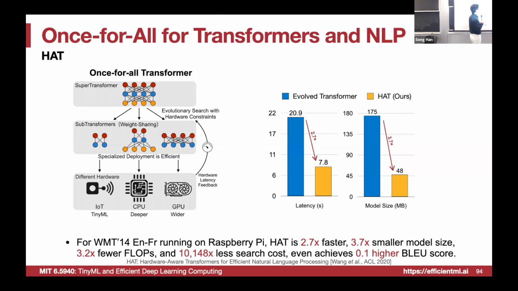Compared with the Evolved Transformer, the HAT hardware-aware transformer gets you much better latency and model size while preserving the accuracy. You can run on Raspberry Pi and also GPU, with specialized models for different hardware platforms.